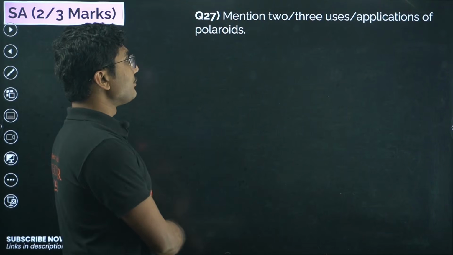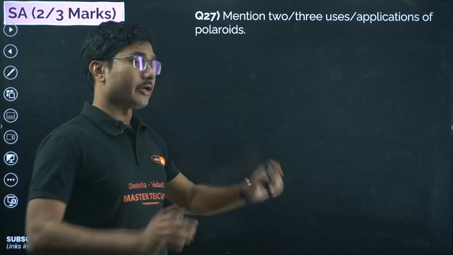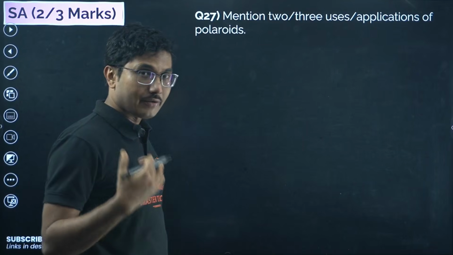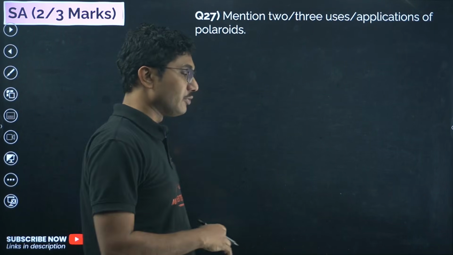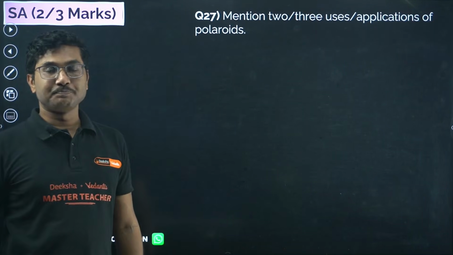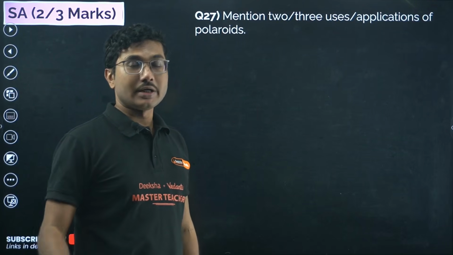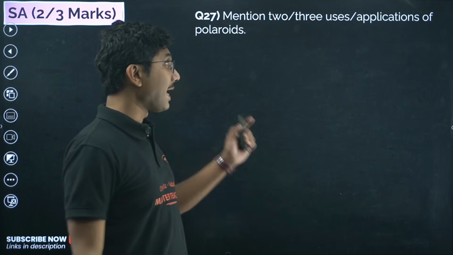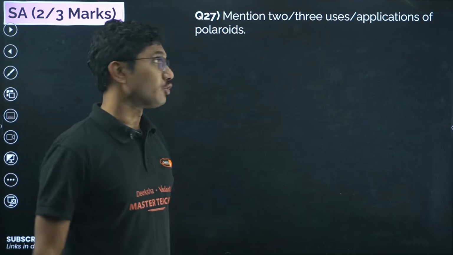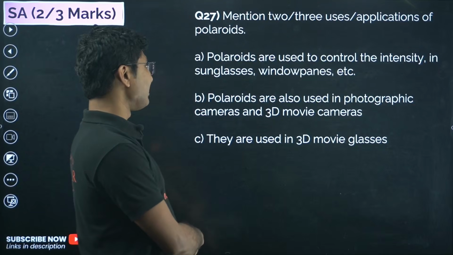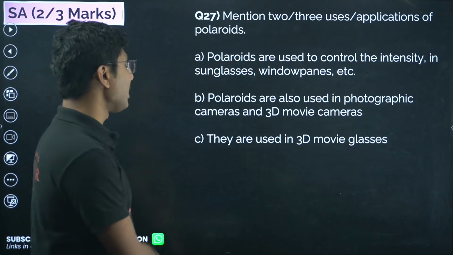Okay, now let us continue with the discussion. Mention 2-3 uses or applications of Polaroids. This is also an important question. It can be asked along with the 5-marker question, where they ask you to prove the law of reflection using Huygens principle, and then uses of Polaroids. That is also common. Polaroids are used to control the intensity in sunglasses, window panes, etc.